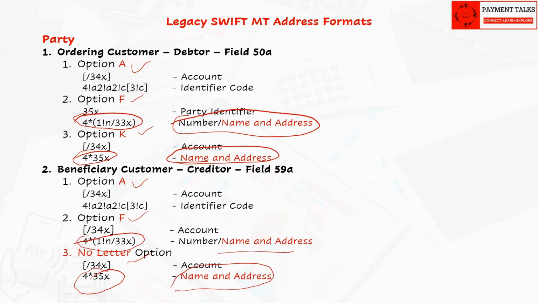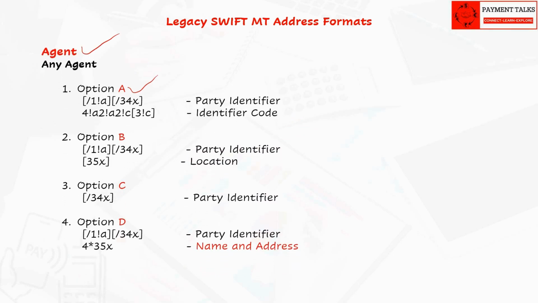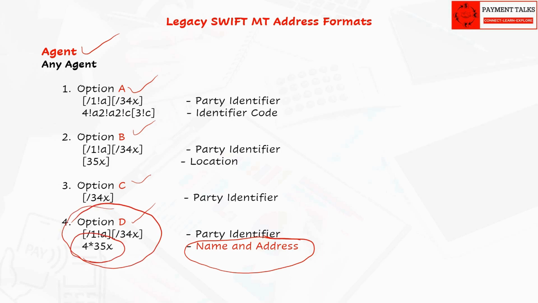Similarly, if you see the agents, there are only 4 formats in which an agent can be represented in MT format. Out of these 4, only option D can carry address. As you see again, name and address get 4 lines of 35 characters at maximum. The first line is always taken by the name. So for address, only 3 lines of maximum 35 characters are available. As a fully unstructured address follows the legacy MT format, these free format address lines of MT are adjusted in the address line tag of the postal address component.